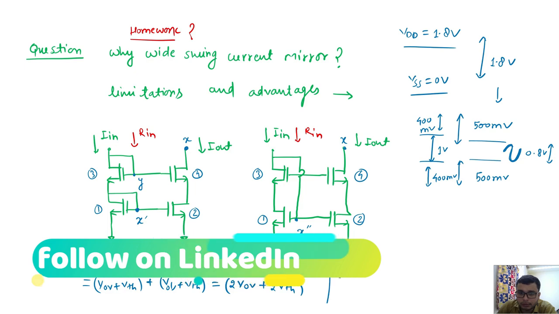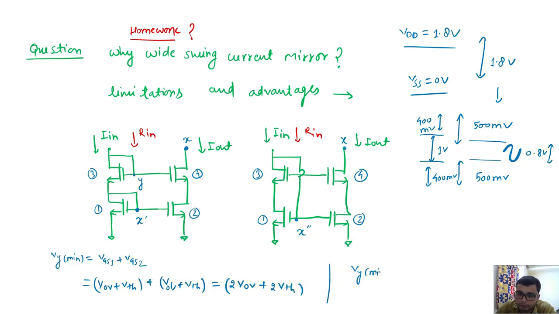Yeah, from this side, what should be the value? Vy minimum equal to V overdrive of 2 plus VGS of 4, which is again V overdrive of 4 plus VTH. So it is 2V overdrive plus VTH. I'm considering all the VGS the same so that I can compare in a better way.